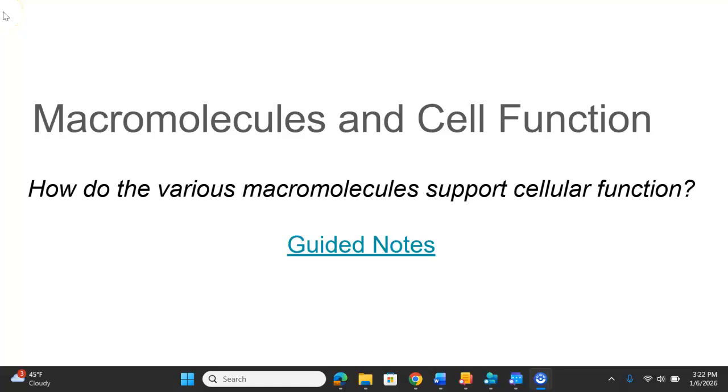All right, in this first unit in our second semester in pre-AP biology at PBCHS, we're going to start learning about macromolecules and how they help cells to function. We did talk about macromolecules back in first semester, so some of this will be a review. But our guiding question today is, how do the various macromolecules support cellular function?